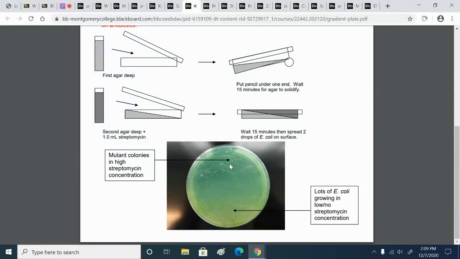What the streptomycin is doing in this experiment is selecting for those naturally occurring mutants. It's not causing them, it just selects for them. The mutations are already there in a small percentage of cells, and so we just selected for them. Any questions about the gradient plates?